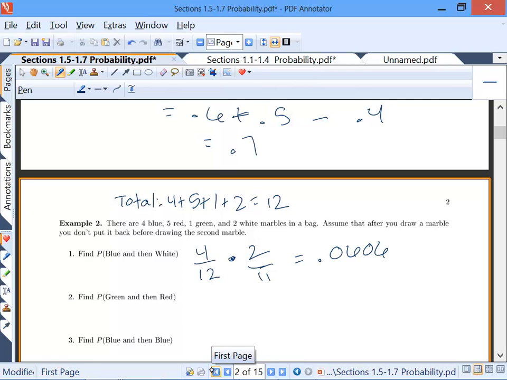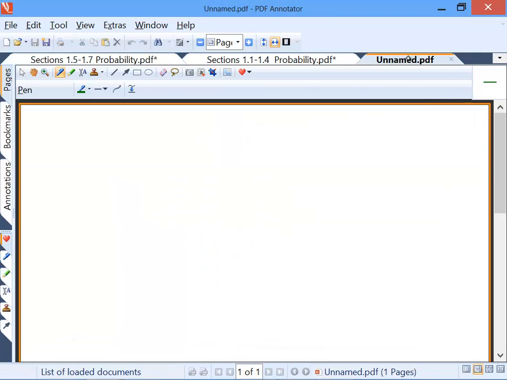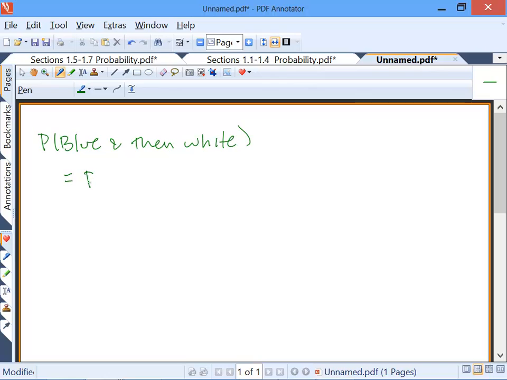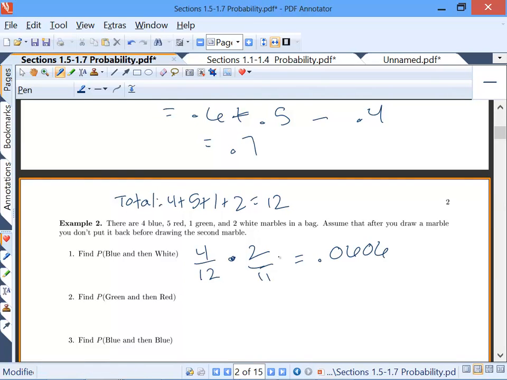As far as how you would think about this mathematically, if you wanted to use the symbols, it would be the probability of blue and white is actually the probability of blue times the probability of white given blue first. So that's basically what we did: we took the probability of blue times the probability of white given blue first, and that's the correct multiplication to get back to our original blue and then white.